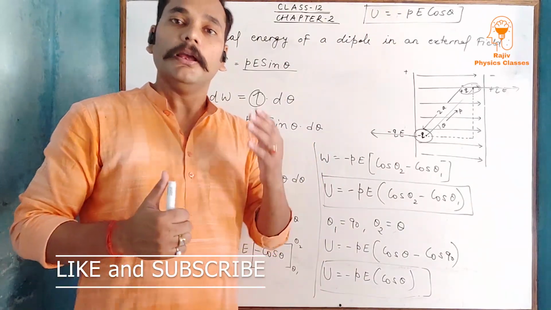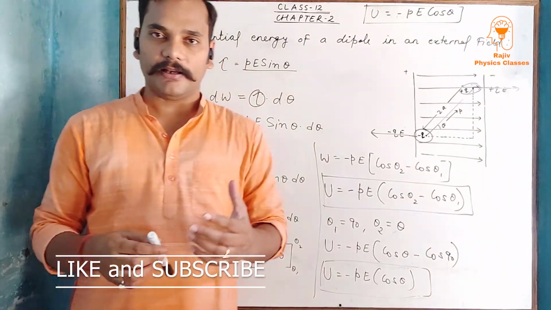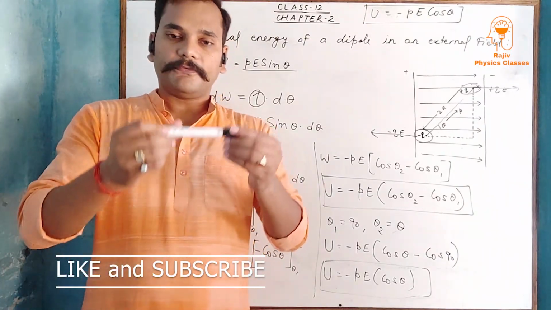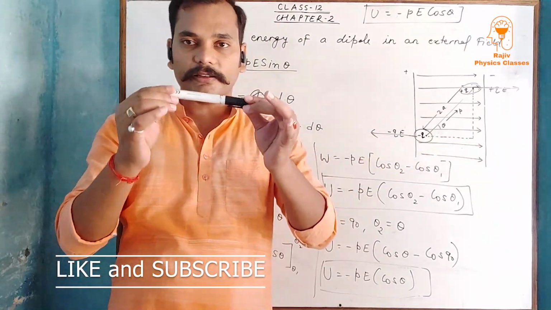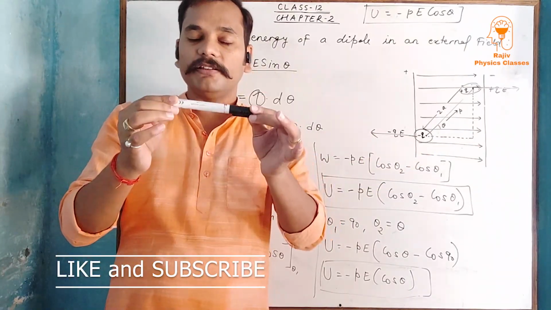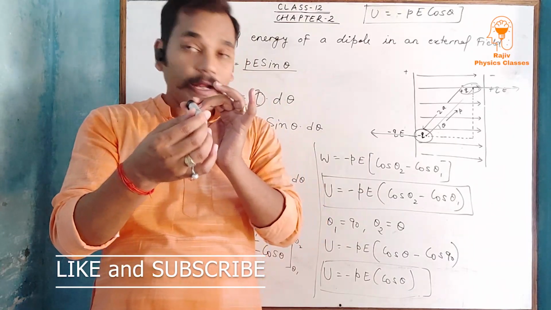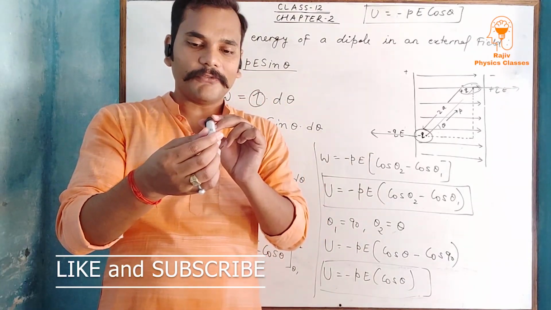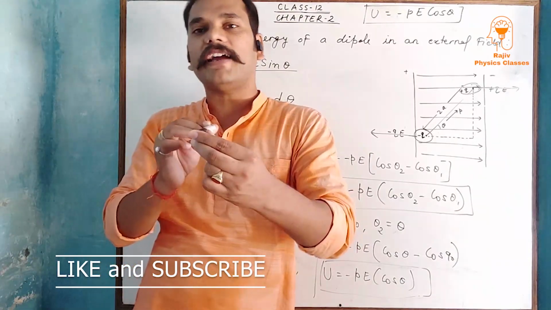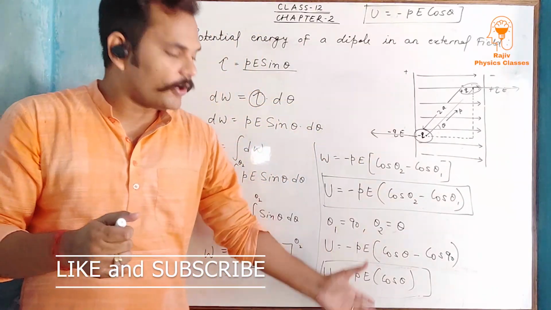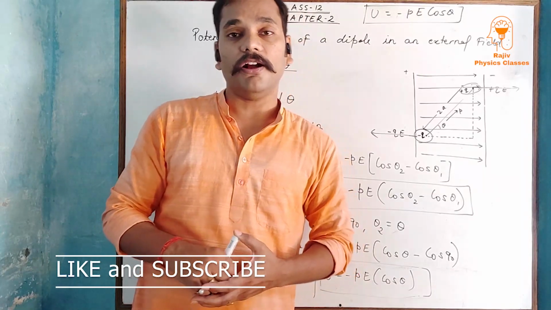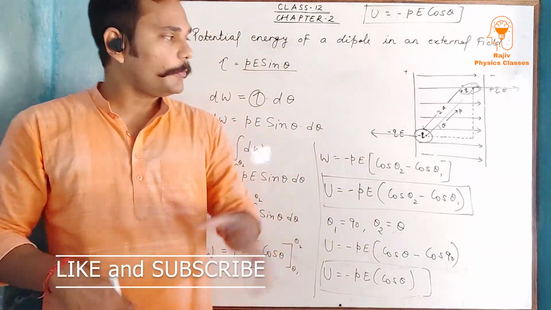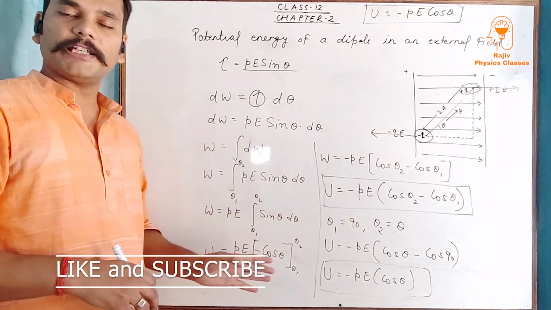U equals minus PE cos theta. Due to the external forces, due to the electric field here, the dipole experiences a torque in this direction. But we are applying external work to rotate the dipole in the opposite direction. That's why the potential energy has a minus sign: U equals minus PE cos theta. I hope you have understood it. This is the expression of potential energy.